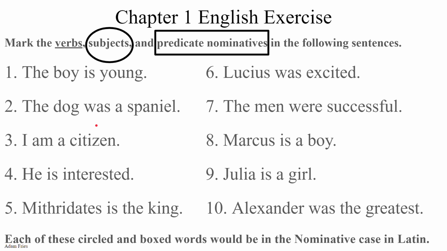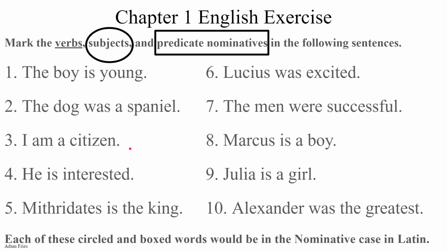Sentence 3. I am a citizen. Hopefully we can see the pattern. So our verb is am. It's another linking verb. It's like an equal sign. We're saying that thing X equals thing Y. So am, underline. Who is the citizen? I. Circle I. Underline am. Put a box around citizen. Citizen is a noun. It is the predicate nominative.